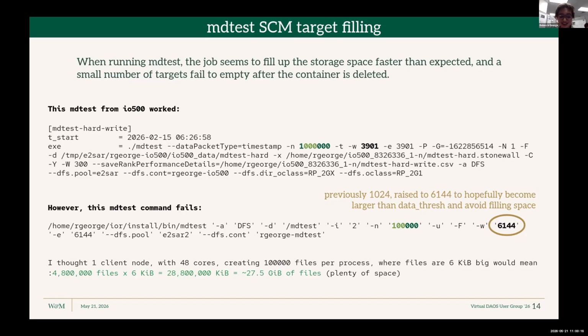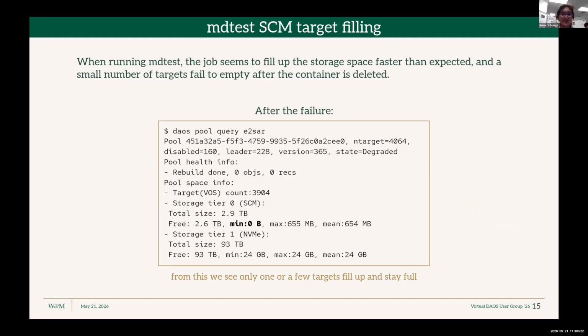So maybe something became imbalanced and it was filling up something faster than the other. But at the end of that job, I would delete the container and it would have an average of basically everything is empty except for the minimum. Someone is full, so the pool cannot be used because there's something still full.